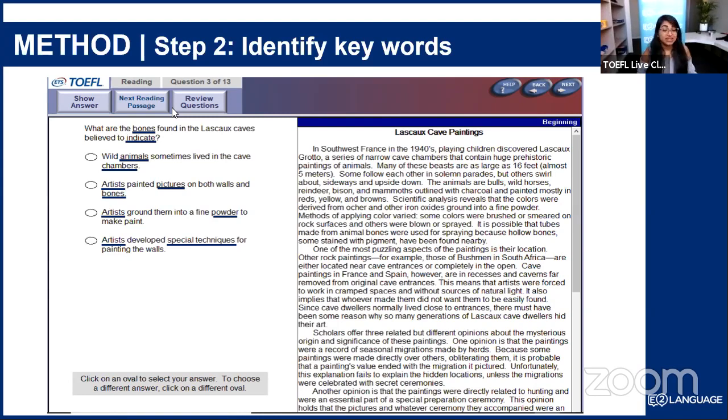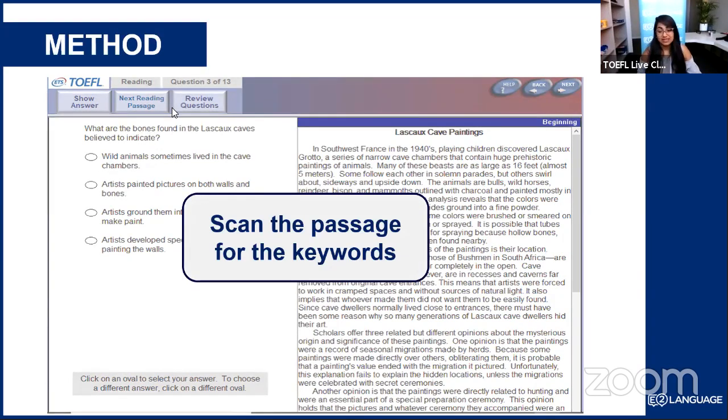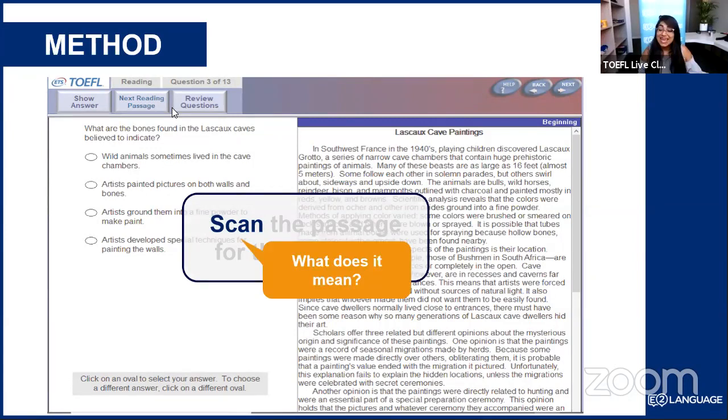All right, now let's try to find these keywords in the passage. So what we're going to do is scan the passage. Some might be thinking, what does scan mean? Let me know in the chat box. What do you think scan means when I say scan?